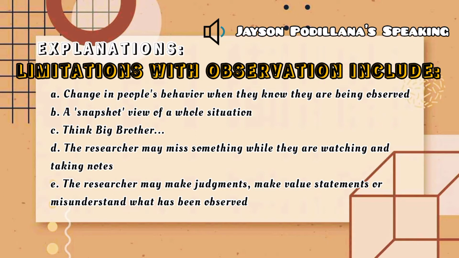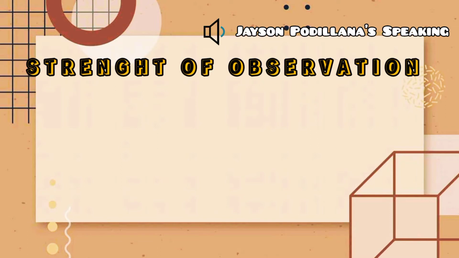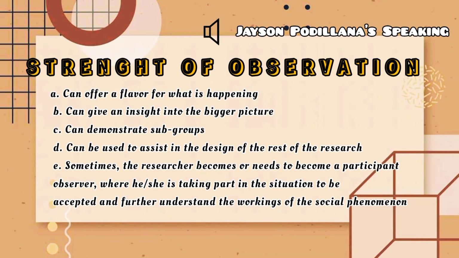The advantage of observation is that the observation method provides high accuracy since the observer directly interacts with the observed. While the disadvantage of observation is that it is a costly method since it requires a lot of things. Strengths of observation: A. Can offer a flavor for what is happening.